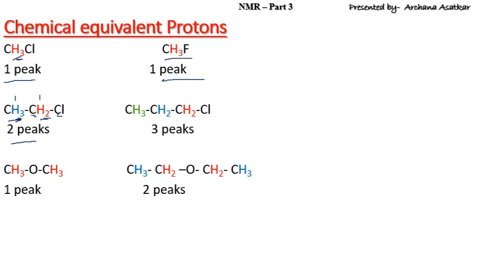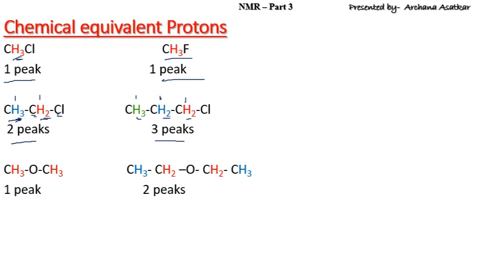However, in the case of CH3CH2CH2Cl, these protons are different in nature. So we'll get one peak from here, one from here, and one from here. So we will get a total of 3 peaks in the case of propyl chloride.